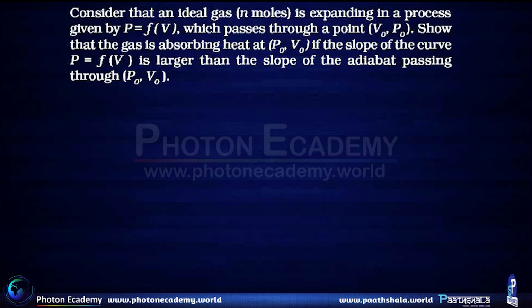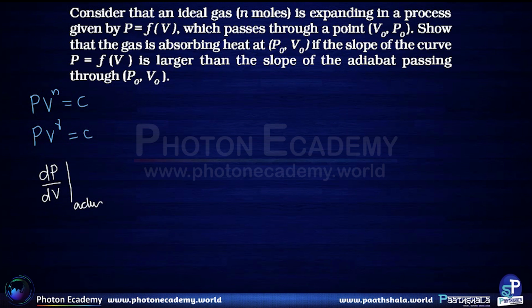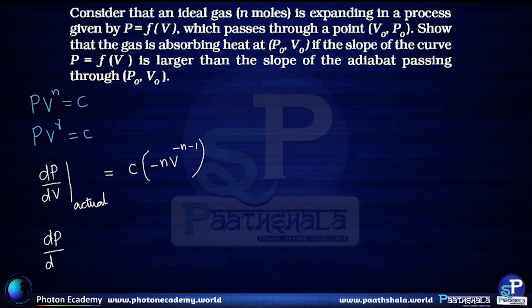Let us assume the equation for the process P = f(V) as PV^n = C, and for the adiabatic we know it is PV^γ = C. So for our actual process, dP/dV actual is going to be C times (−n) V^(−n−1), whereas for the adiabatic, dP/dV will be equal to C times (−γ) V^(−γ−1).